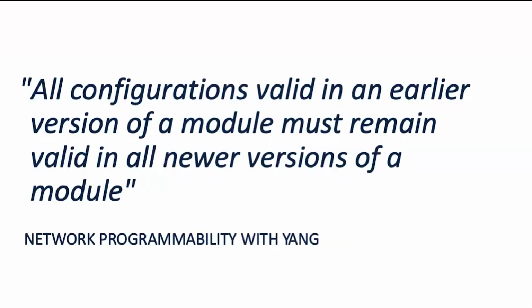So let's start with the backward compatibility definition. As defined in the Network Programmability with Yang book, the definition is comprised of two quotes that I took from the book. This is the first quote. All configurations valid in an earlier version of a module must remain valid in all newer versions of a module.